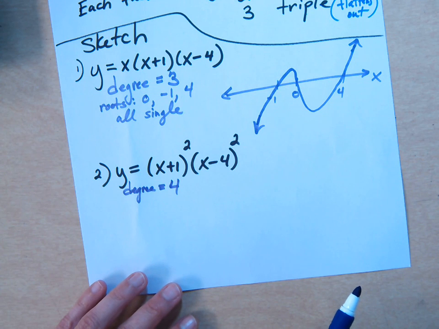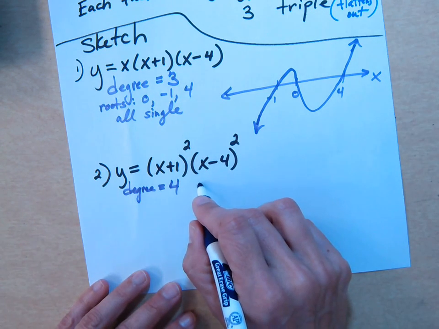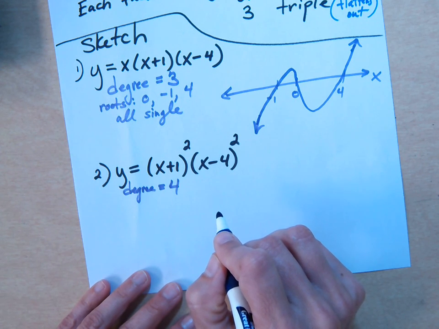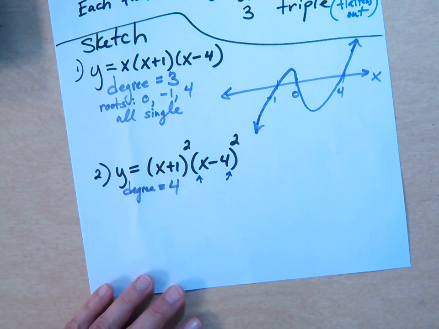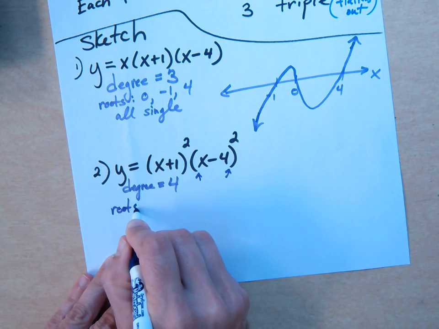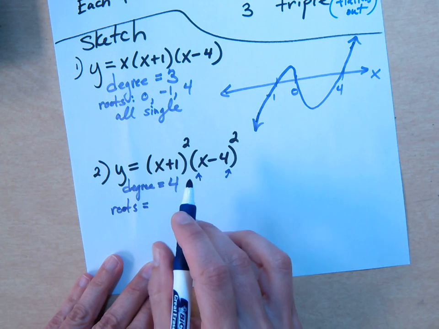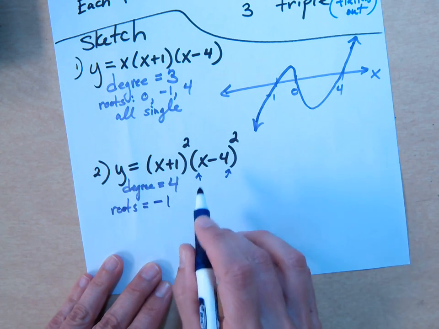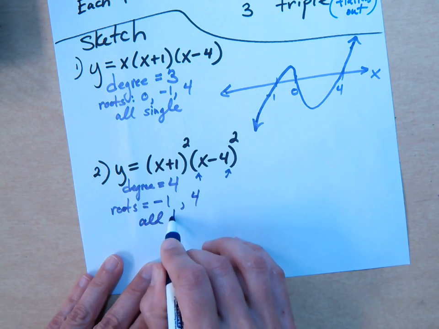So it's even or odd? Even. And is it positive or negative orientation? Positive. So I know it starts, what's the end behavior? Starts up, ends up. So I'm just going to put little arrows, starts up and ends up. When I graph it, I know that it's just like y equals x squared. Awesome. And what are the roots? -1 and 4. And are they single roots, double roots, or triple roots? They're both doubles. Yep, -1 and 4, and they're both double roots.